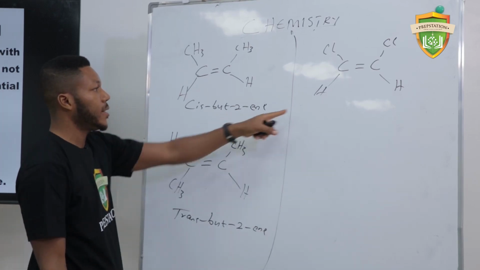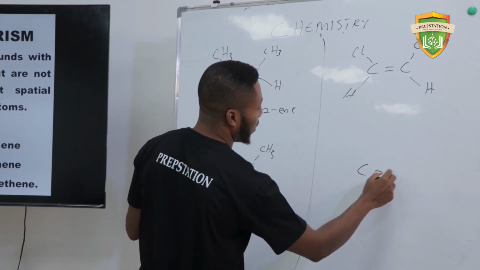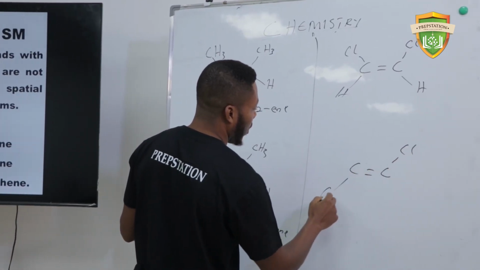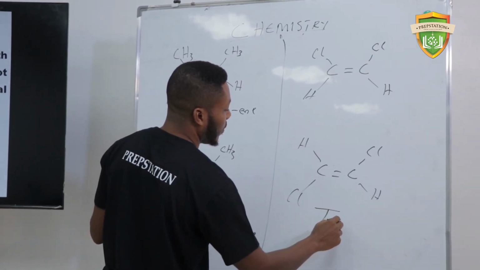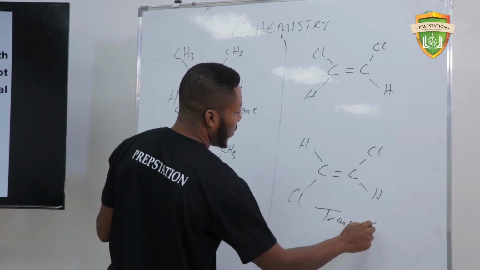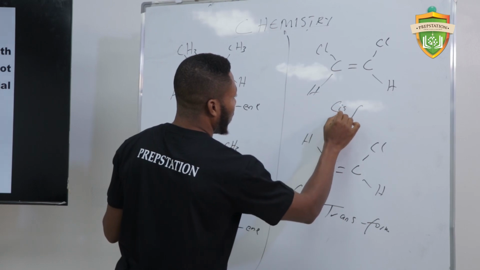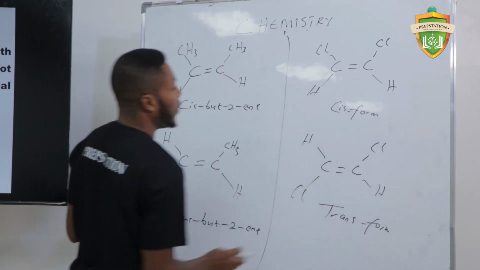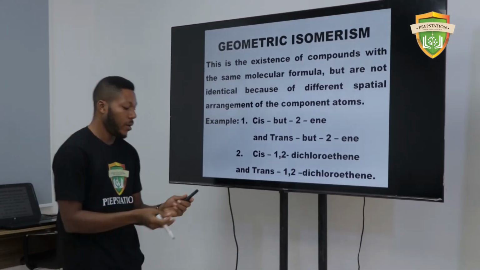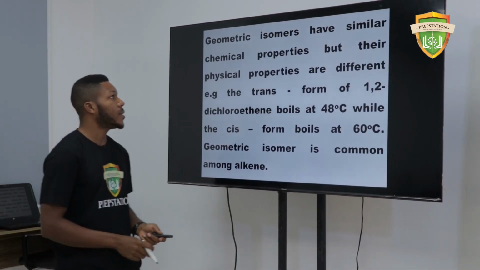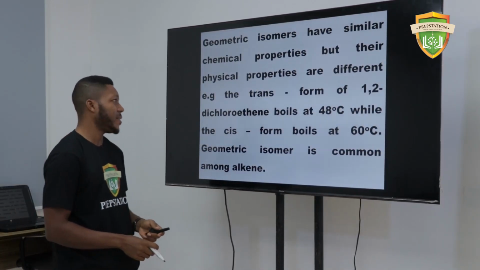This is your cis 1,2-dichloroethene. Whereas the trans is just the opposite. One chloro here, one chloro here. So this is your H, this is your H. So this is the trans form, while this is the cis form of 1,2-dichloroethene. Okay, let's continue. Geometric isomers have similar chemical properties, yes, but their physical properties are different.